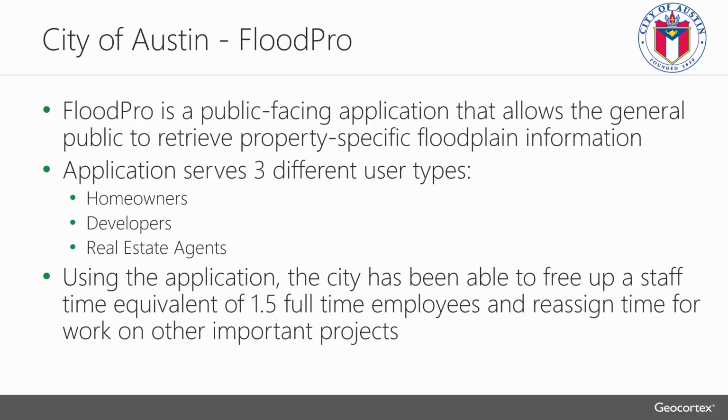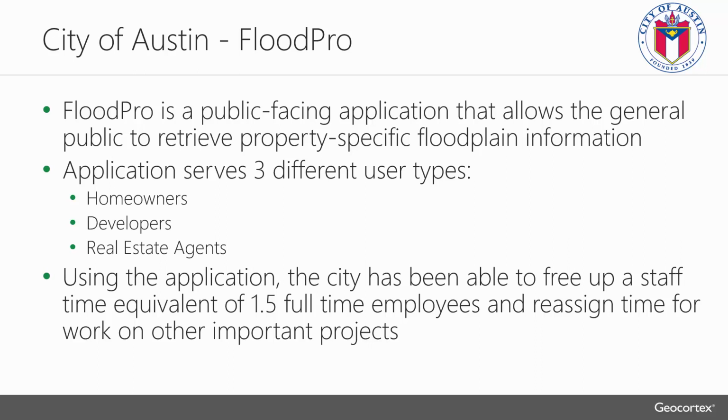FloodPro is a public-facing application that now allows the general public to retrieve property-specific floodplain information. This application specifically serves 3 different user types. For homeowners, FloodPro gives citizens access to floodplain-related information that was previously accessible only by city staff. The type of information ranges from official FEMA information to local government data to answering simple questions. For example, users can ask if they are in the floodplain.